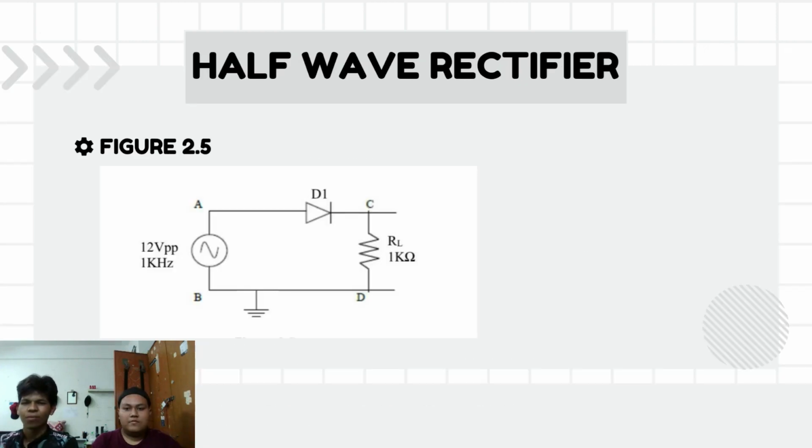In the circuit half-wave rectifier, we have one diode and one resistor 1 kilo ohm connected to 12 VPP and 1 kilohertz.